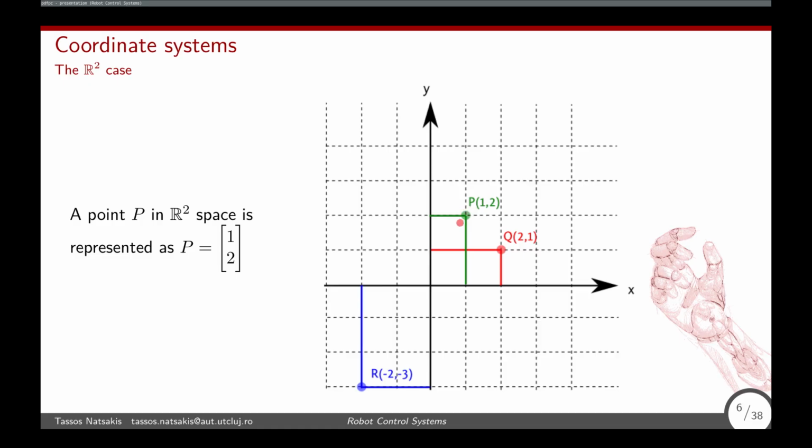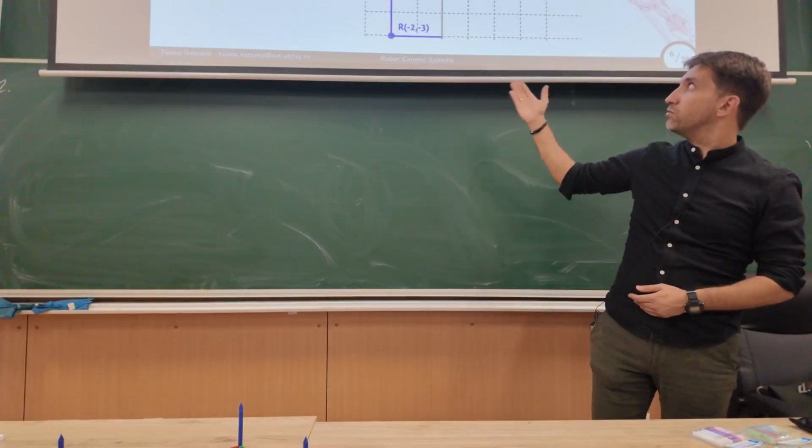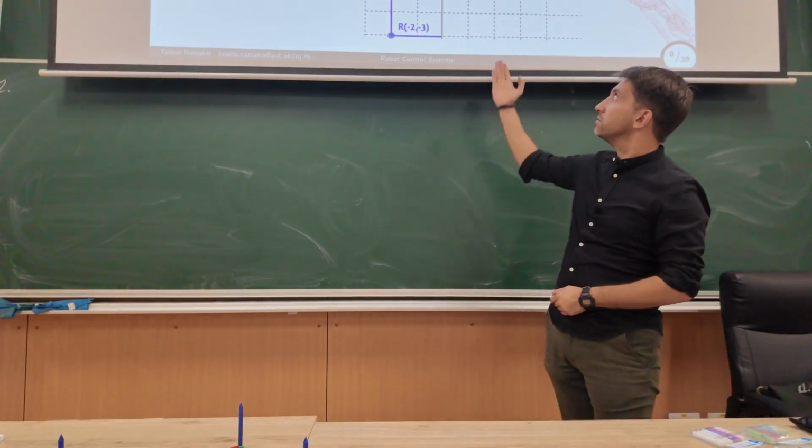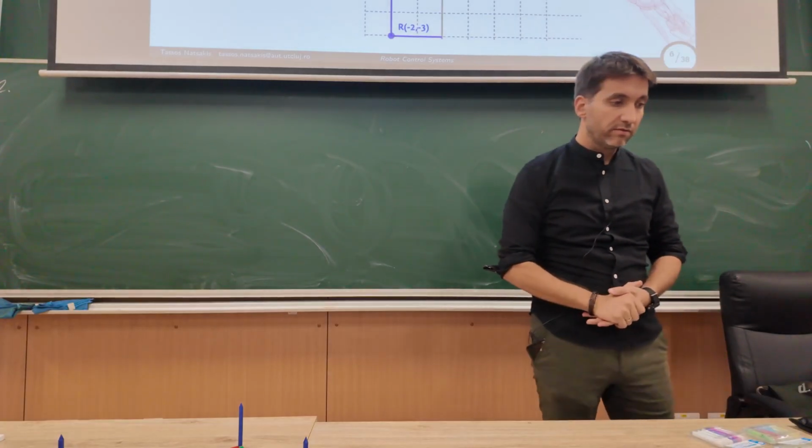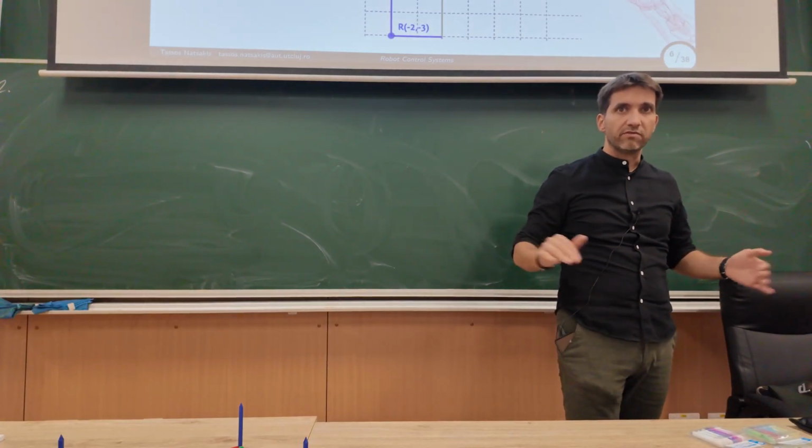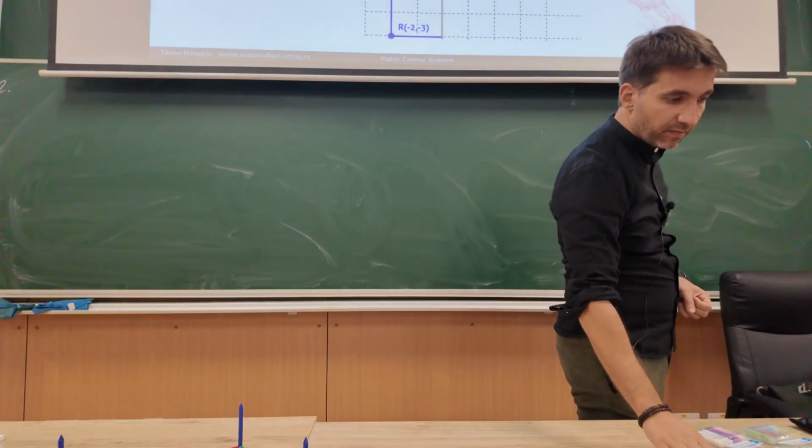All right, and we can have different points with different coordinates. Here we see 3 points. P has coordinates 1 and 2. Q has 2 and 1. R has -2, -3. So it can be negative, it can be positive, whatever. Simple stuff so far, right?